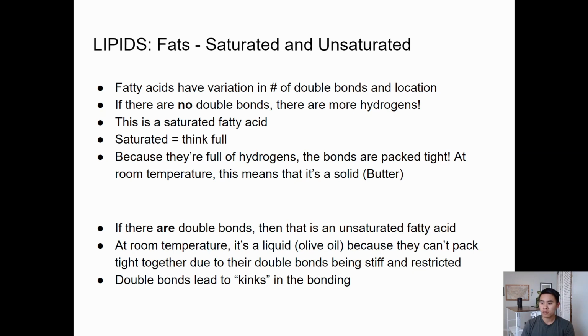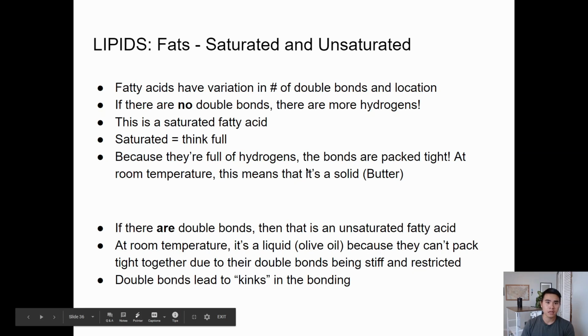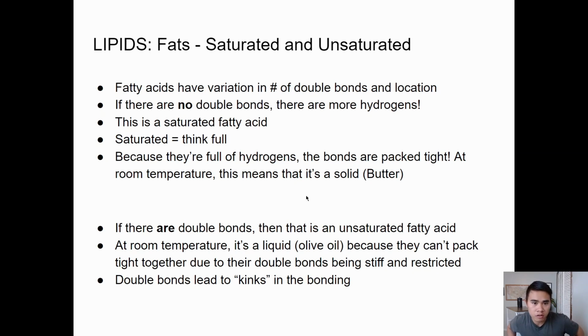Okay, so there are 2 types of fats that you can describe. You may have heard of this before, but saturated and unsaturated fat, specifically in terms of which type of fat you want to eat more. So let's talk about the differences between the 2. A saturated fat is a fat with no double bonds. Fatty acids differ in terms of whether they have double bonds or not.